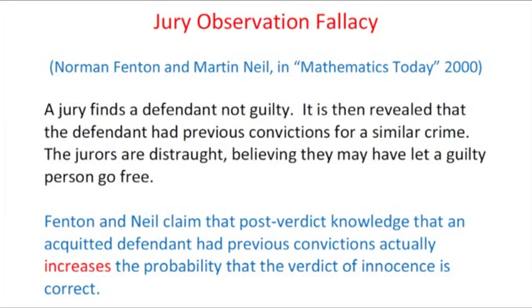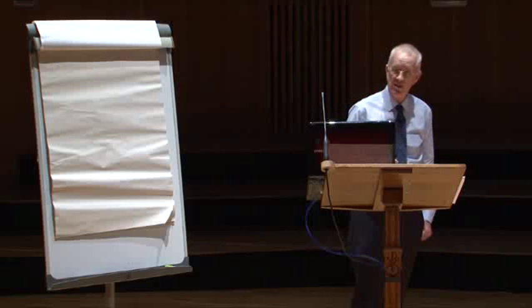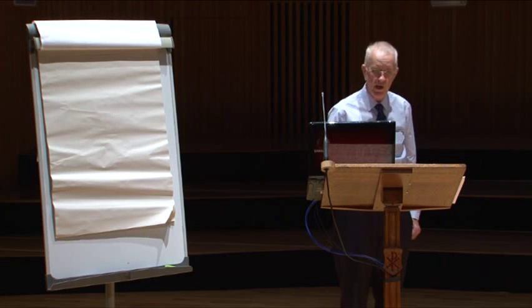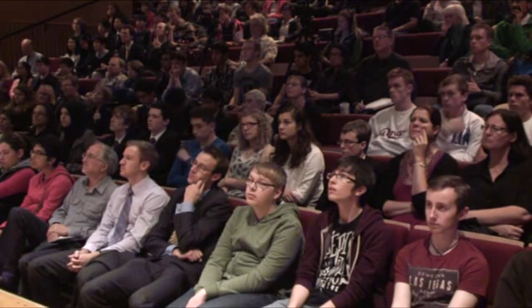But Fenton and Neal claim that post-verdict knowledge that an acquitted defendant had previous convictions actually increases the probability that the verdict of innocence is correct. Now, this might seem surprising, but it's not hard to see why it might be true. In the case of someone with previous convictions being in the dock, it may be that they're there largely because of those previous convictions. Perhaps the police checked out the usual suspects with a history of similar crimes, found one with no alibi, found some rather tenuous evidence possibly linking this person to the crime. And in such circumstances, the jury are probably absolutely correct in finding that person not guilty.